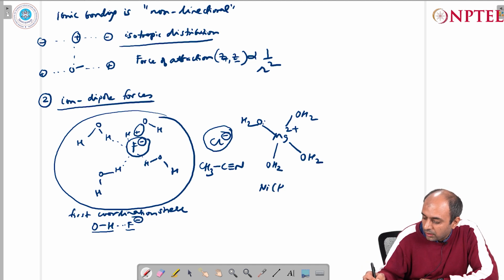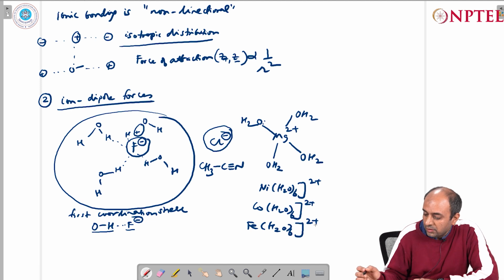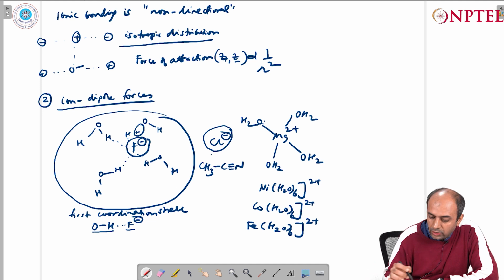For example, you can have nickel hexa aqua 2 plus, you can have cobalt hexa aqua 2 plus, you can have iron hexa aqua 2 plus. So in these particular examples, you will see that essentially an ion, either a cation or an anion, interacts with the ligand environment and is extensively solvated either by non-covalent interactions, or it can also form coordinate covalent complexes constituting the ion dipole forces.